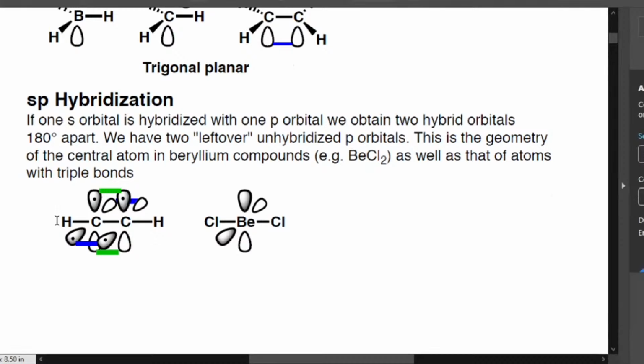For example, this is the structure of acetylene. Carbon-carbon triple bond. So there will be one banana bond above, one banana bond below, one banana bond in front, and one banana bond on the back.